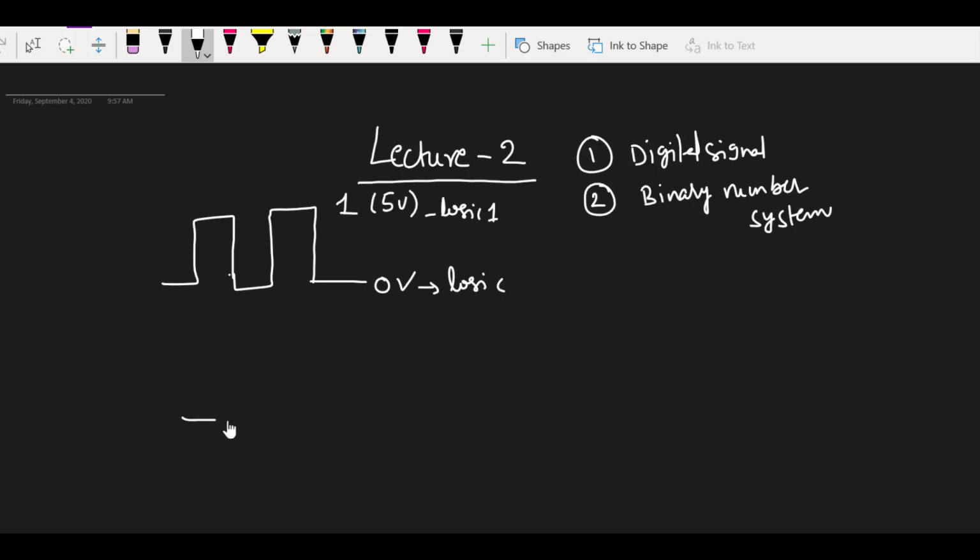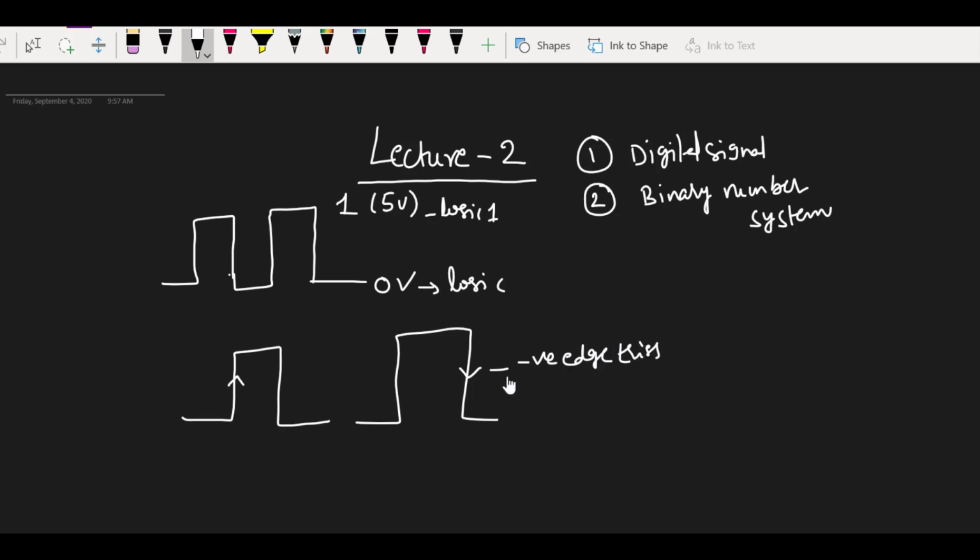In certain cases you will be seeing digital signals with arrow marks. So this may be an upward arrow mark here and maybe a downward arrow mark here. It means this is negative edge triggered, or you can call it a falling edge. And this is called positive edge triggered, which I will call a rising edge. This will come when we discuss the circuit response with a clock signal. Okay, this is the first characteristic of a digital signal.